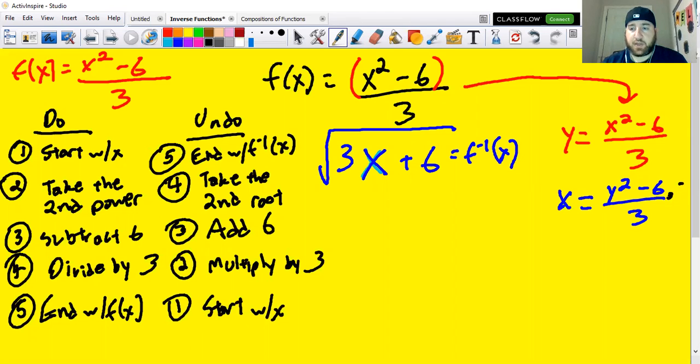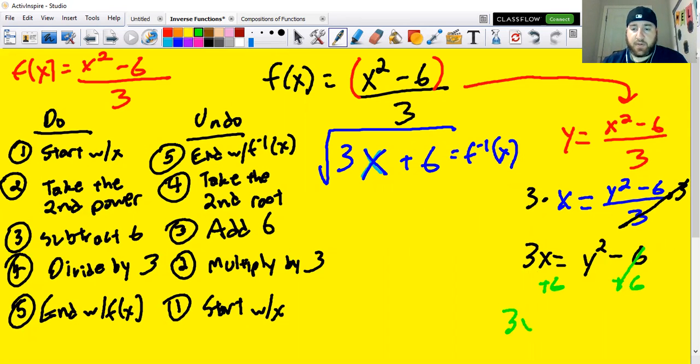All right. So I multiply by 3, which is going to cancel out here. 3 times x, again, multiply by 3. That's our first step. Okay. 3x equals y squared minus 6. So again, I want to get the term that has y in it by itself. So I want to get y squared by itself. So I'm going to add 6. Okay. So again, that cancels out. 3x plus 6 equals y squared.